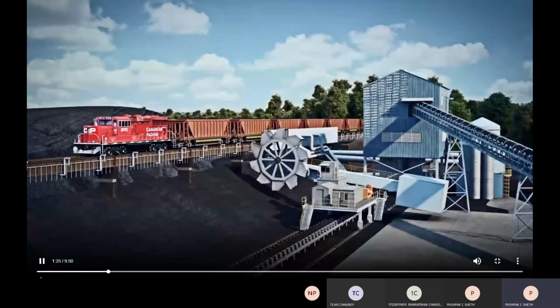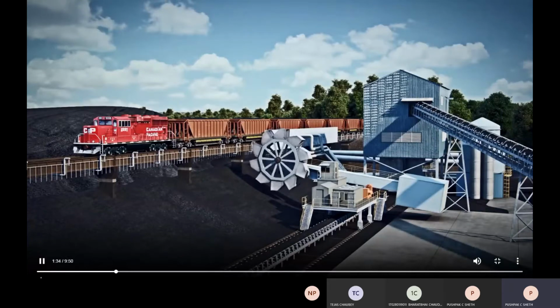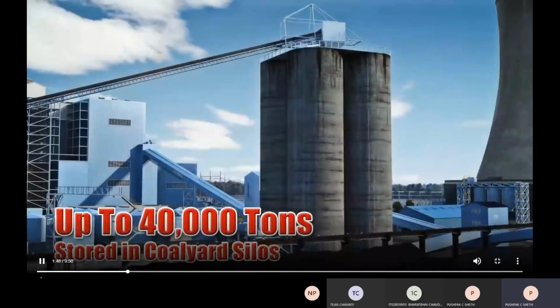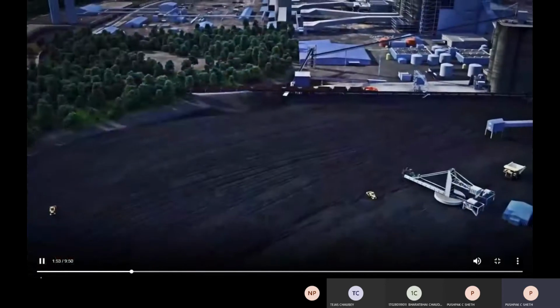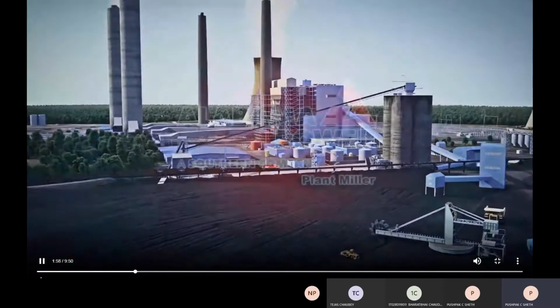Our process uses Powder River Basin coal from Wyoming, a subbituminous type coal, as a fuel source. When the coal arrives at our plant by train, we use a trencher and a series of long conveyors to stack coal in our yard, move it to storage silos, or send it directly to the plant. We try to keep a 37-day supply of coal, about 1.4 million tons, on the pile in our coal yard, and up to 40,000 tons in silos. Since we burn as much as 38,000 tons of coal in a 24-hour period, we need to ensure we have a substantial amount on hand.